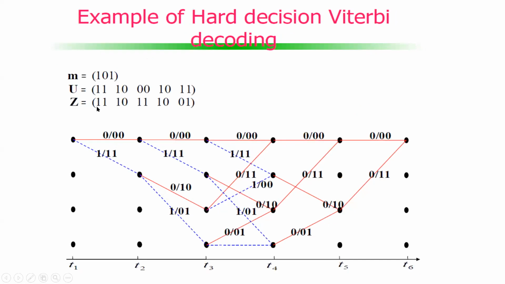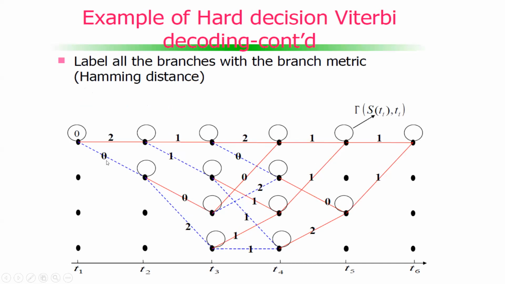Now, if 1 was transmitted, what is the output? The output is 1, 1. So what is the distance between this 1, 1 and the received 1, 1? It is 0. So we put 0 here as the distance. Going from this state to this state, the distance is 2. Going from this state to this state, the distance is 0. These distances are known as the branch metrics. The distance going from one state to the other state is known as the branch metric, or also the Hamming distance.